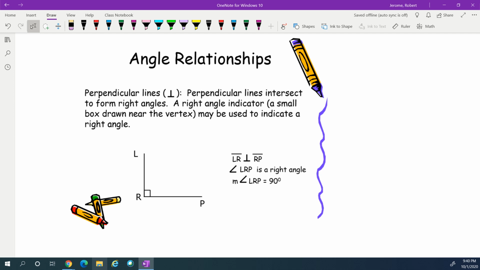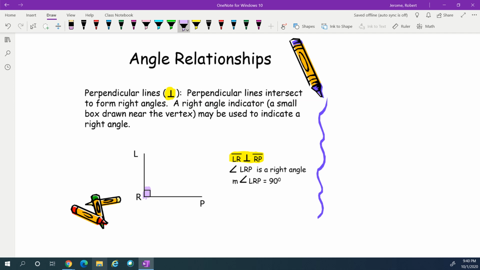Perpendicular lines. Even though we're talking about lines, it falls under angle relationships because the important thing about perpendicular lines is that they make a right angle. The symbol for perpendicular is something you need to know. For example, segment LR is perpendicular to segment RP. That means that they form a right angle, and we can see the right angle box being used. And if it's a right angle, then the measurement of that angle is 90 degrees.